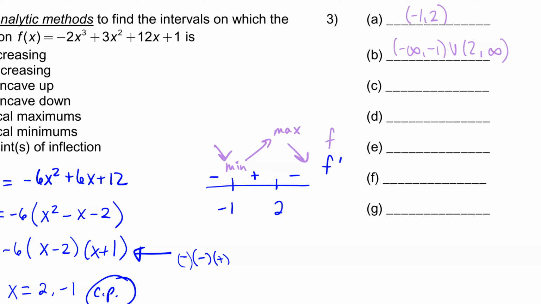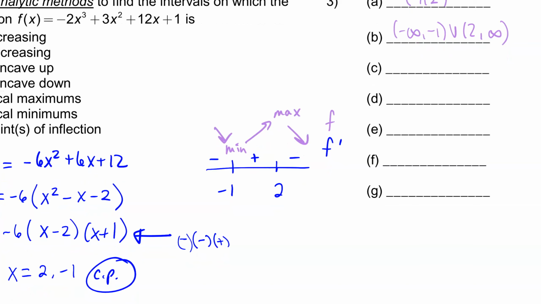Increasing, decreasing, check. Why don't we knock out E and F while we're here? E is local max, F is local min. We know we have a min at -1, so I plug -1 into the original equation. I have 2 plus 3 minus 12 plus 1. So this is -6. Which one's the min? This one. Okay.